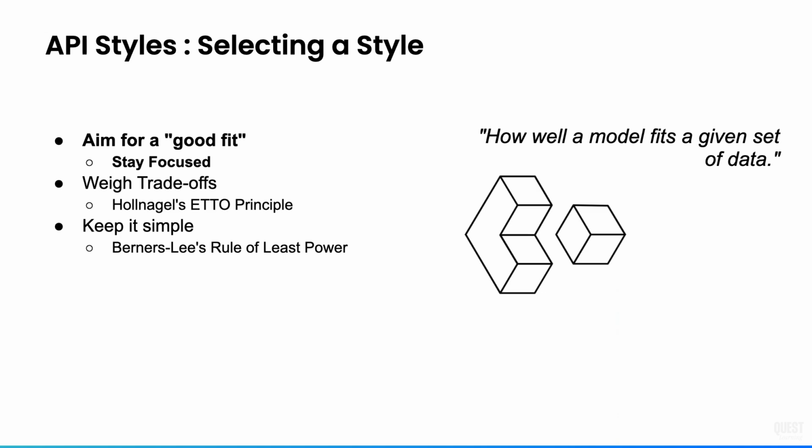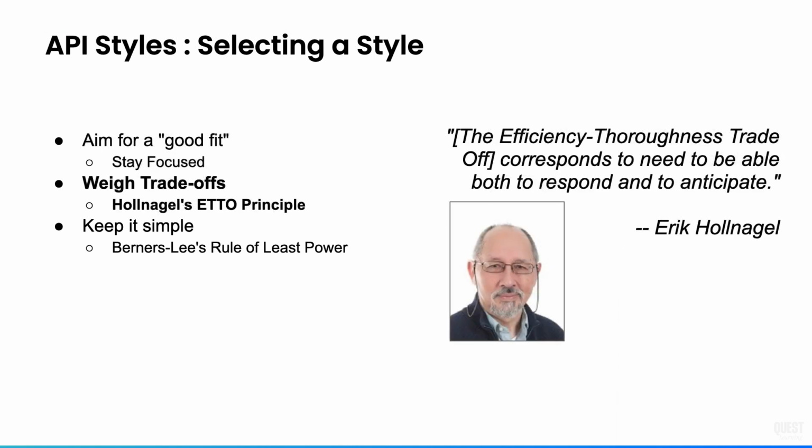Now you already see what we want to do is fit our style to the problem we already have, not the other way around. And that means we need to weigh trade-offs. We're not always going to get the perfect fit. We're not always going to pick the best option because it just isn't available to us. And this brings to mind the notion of the efficiency-thoroughness trade-off from Erik Hollnagel.